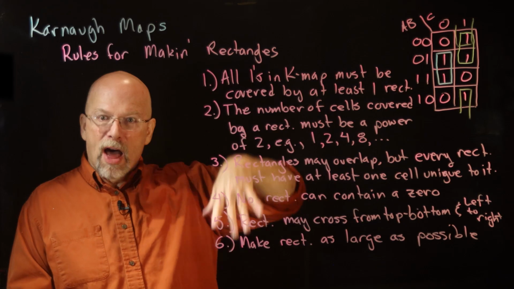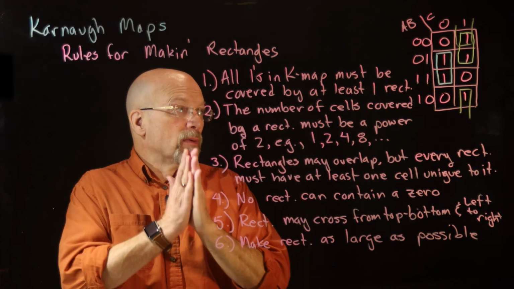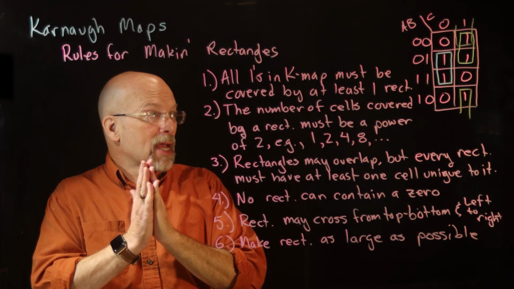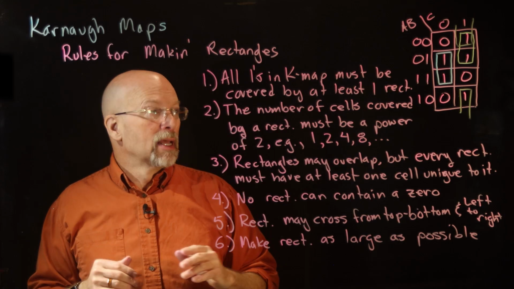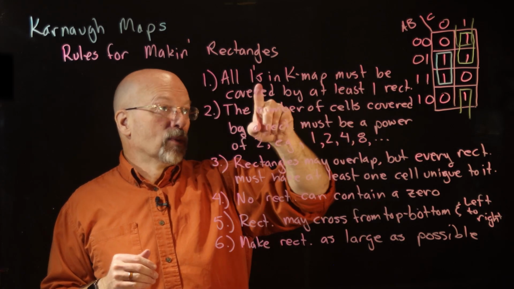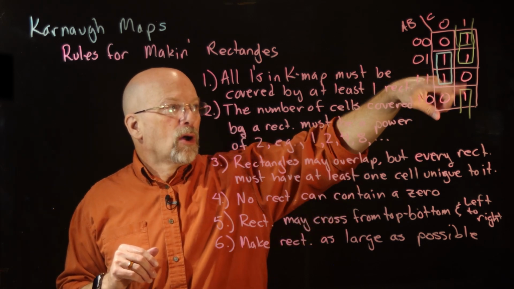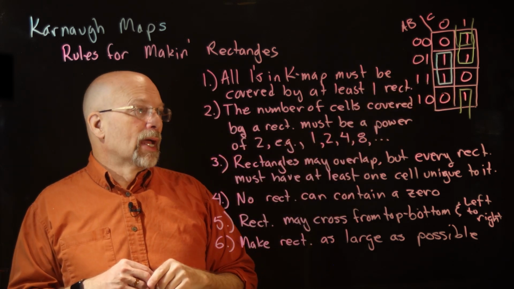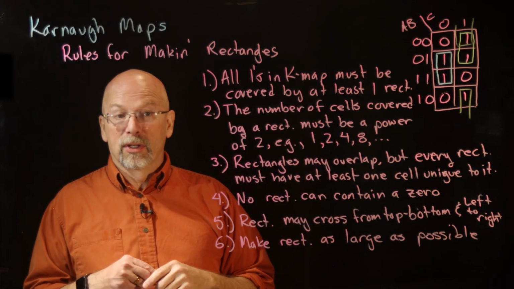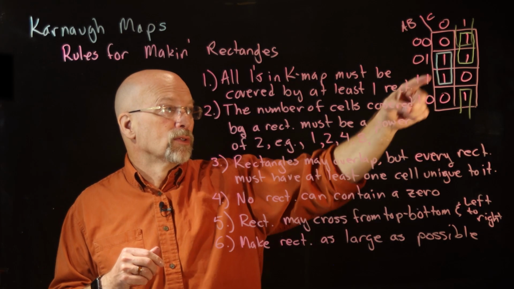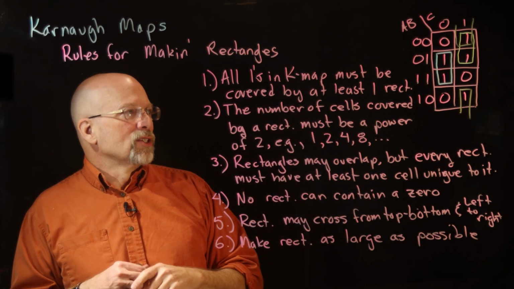Now, have we followed all these rules? Number 1, are there any rectangles we can make bigger? No, because the way you look and see if you can make a rectangle bigger is that you unfold them, you double them. They have to double in size. The second rule: all ones are covered by at least one rectangle, and each is a power of 2. So I've got 2, 2. They're all 2. Rectangles may overlap, but every one has a unique cell.